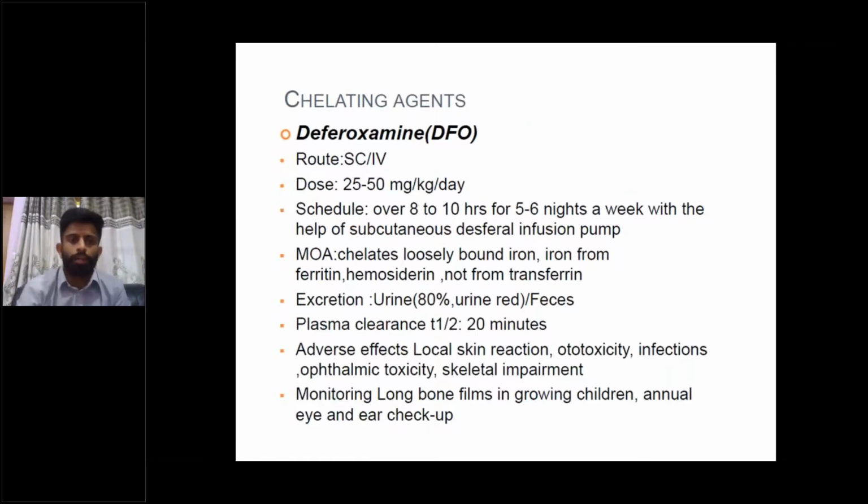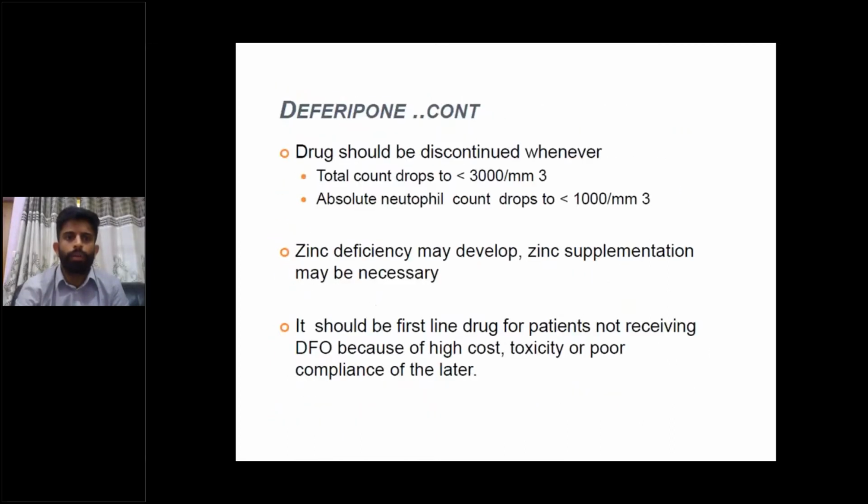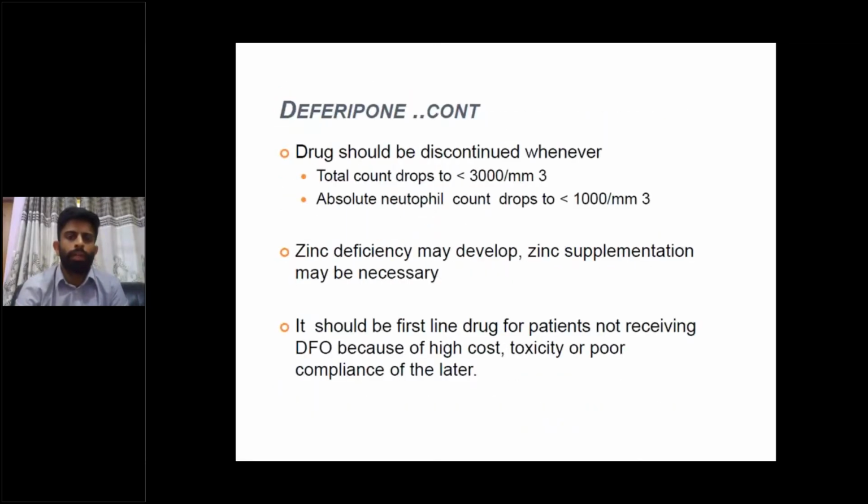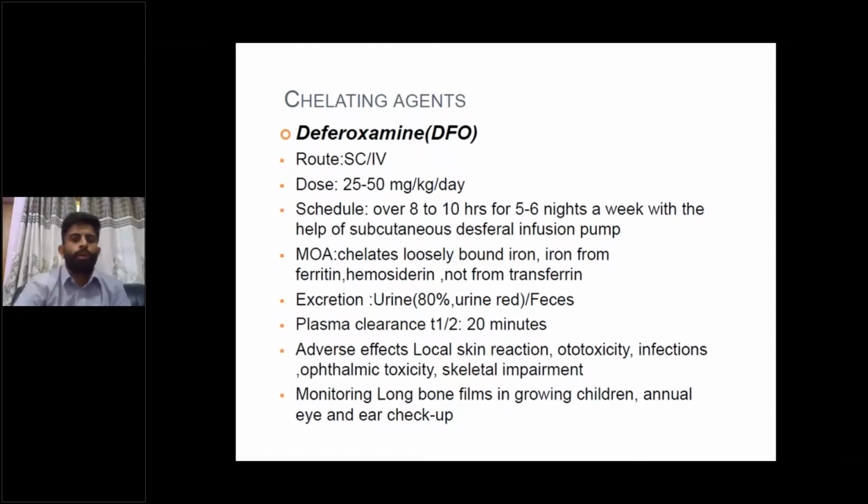So chelating agents are deferoxamine, deferiprone, and deferasirox. These are the three chelating agents that we use. Deferoxamine is the most commonly used chelating agent. Its route is subcutaneous or IV. Dose is 25 to 50 mg per kg per day. Schedule is 8 to 10 hours over 5 to 6 nights a week with the help of subcutaneous deferoxamine infusion pump. Method of action is chelates loosely bound iron from the ferritin, hemosiderin, but not from transferrin.